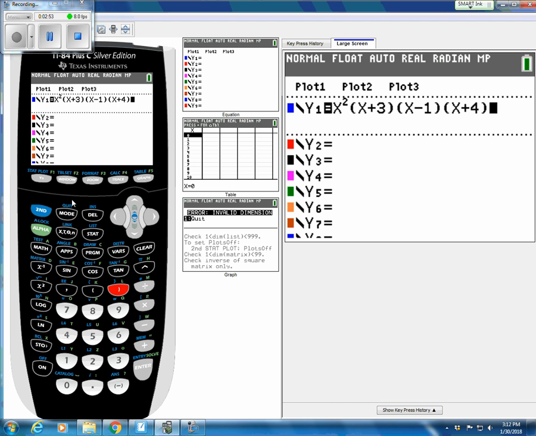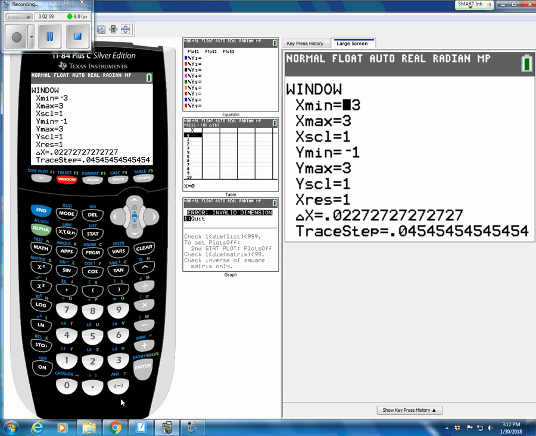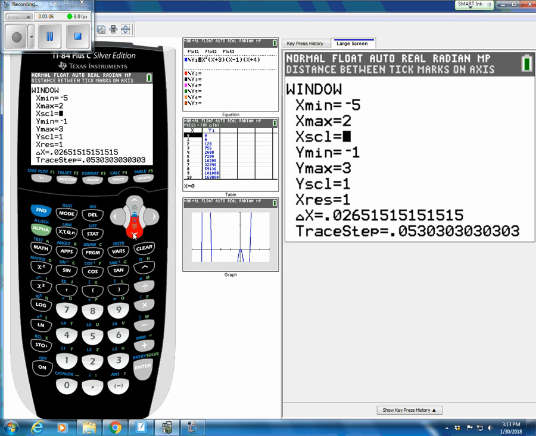Okay, and then once you type that in there, you also want to adjust your window. So hit window, and it says your x min is -5, your x max is 2. As long as your numbers aren't too outrageous, I would just keep your scale at 1. The y min is -35. And your y max is 25. And again, keep the scale at 1. All right, so I'm going to hit graph.